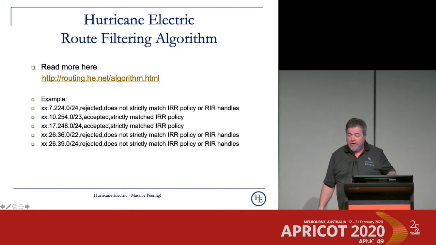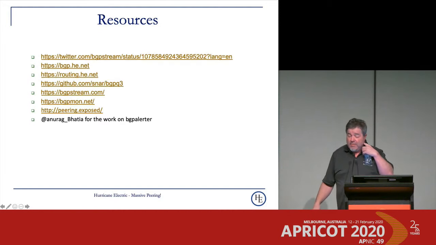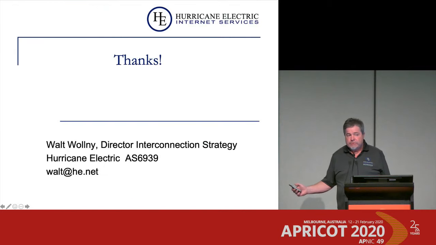Here's a description of the routing algorithm. I stripped out the first octet to protect the innocent or the guilty. And here's a list of my resources. And again, thanks to Anurag for helping me put together the new BGP monitoring tool. And that's all I got. So any questions?